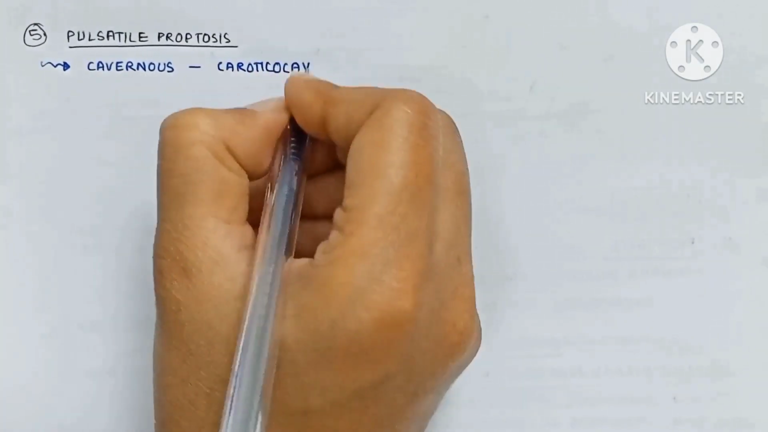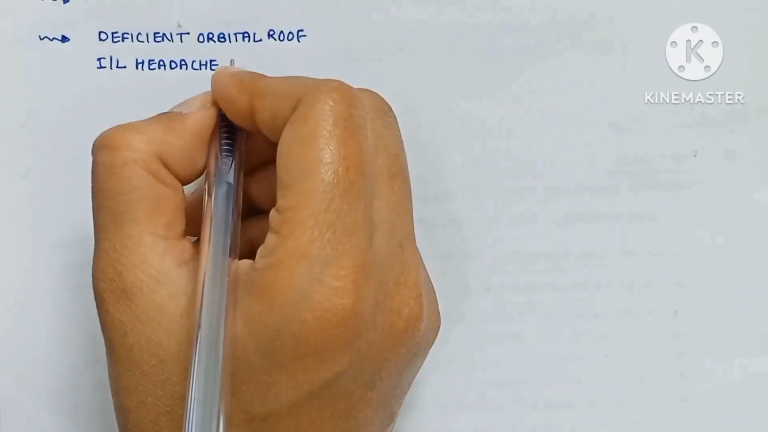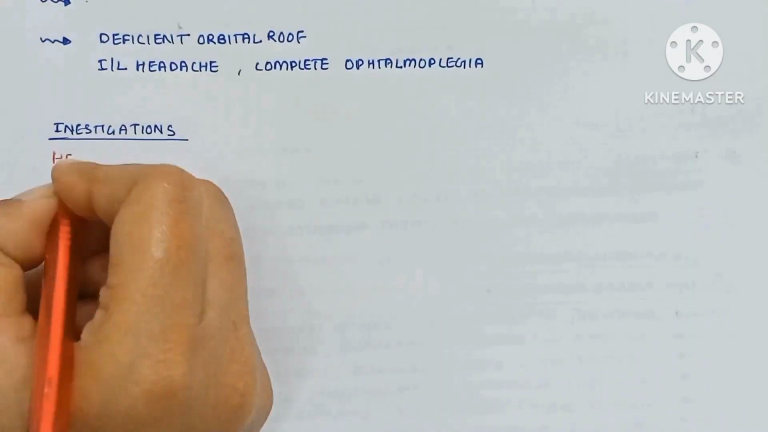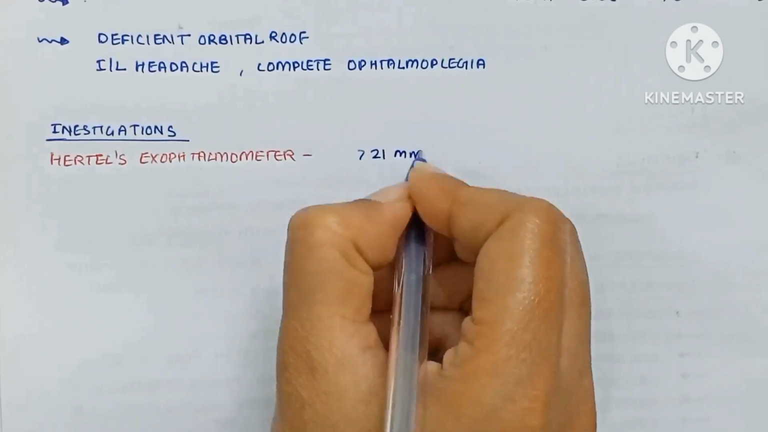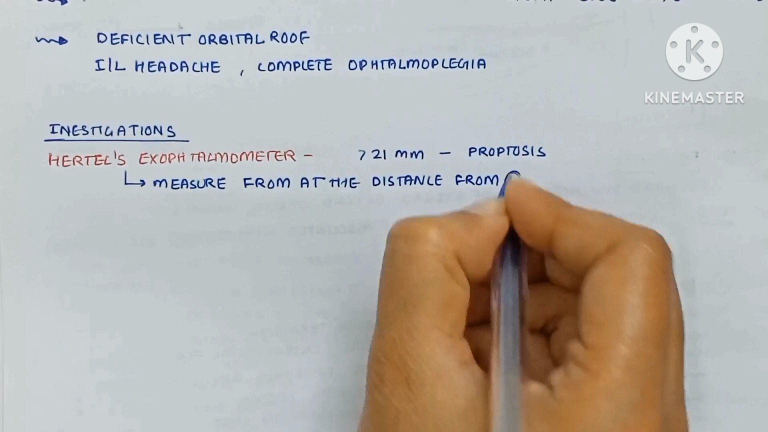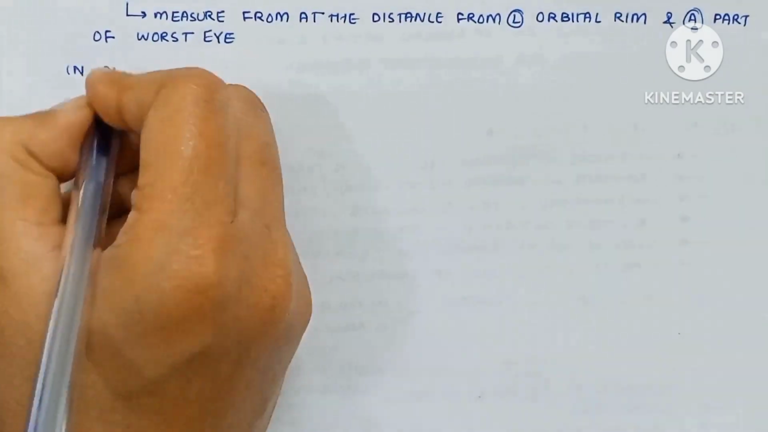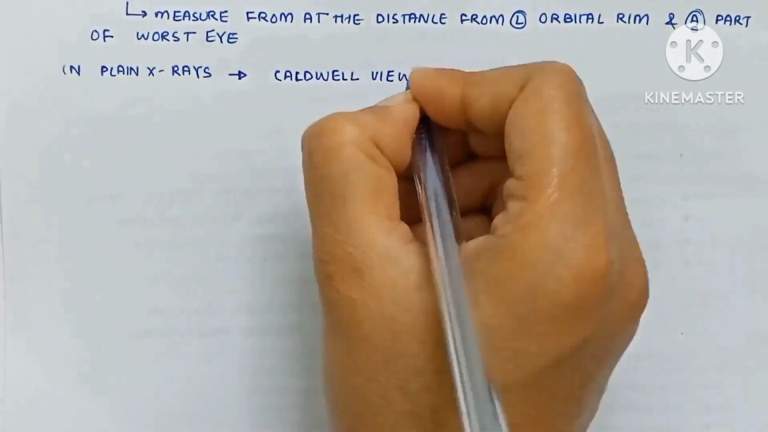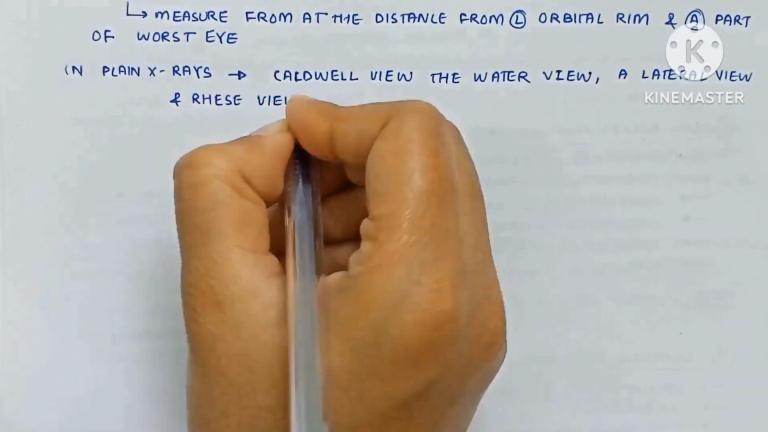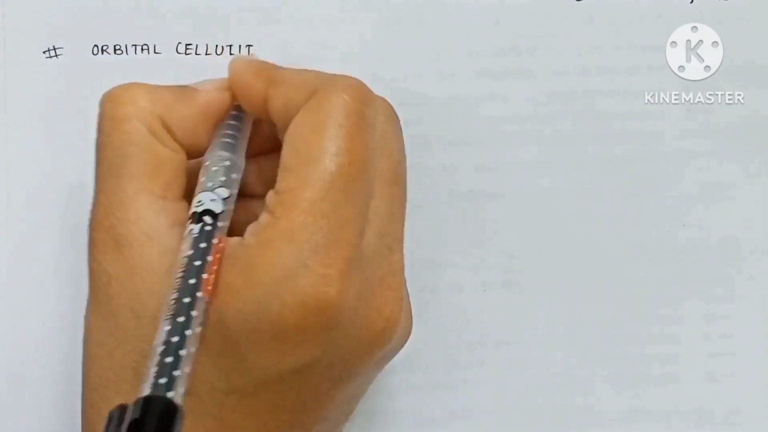Now the pulsating proptosis. It may be due to a carotico-cavernous fistula or deficient orbital roof, with ipsilateral headache and complete ophthalmoplegia. The investigations are Hertel's exophthalmometer. More than 21 millimeters indicates proptosis; it measures the distance from the lateral orbital rim to the anterior part of the cornea of the worse eye. In plain X-ray, the Caldwell view, the Waters view, a lateral view, and a Rhese view for the optic foramina exposure are required.